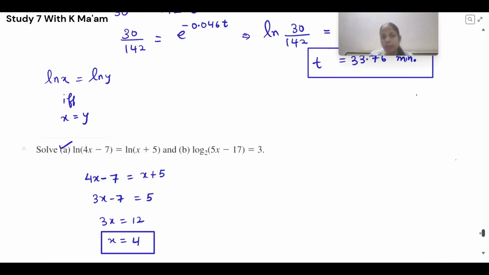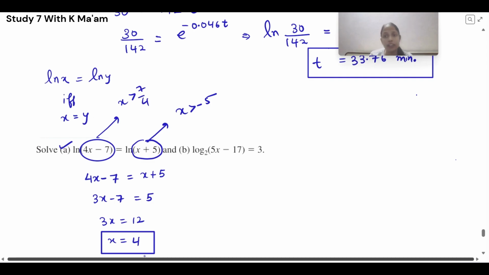What is our domain? This total term should be greater than 0, and this term should be greater than 0. From this, x should be greater than negative 5. From this, x should be greater than 7 by 4. I am getting 4, so it satisfies both domains. So the answer is 4. Okay.